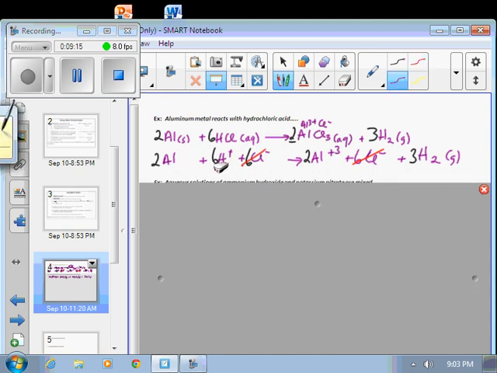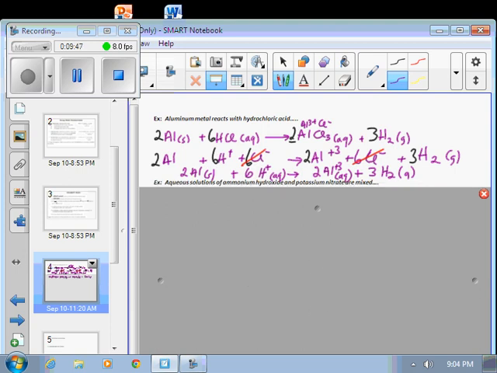And you guys can go ahead and rewrite it. So 2 aluminum solid plus 6H plus yields 2 aluminum plus 3 plus 3H2. Okay, and I'm going to go back and put these aqueous in there. You should check. Is it still balanced overall? 6 H's, 6 H's, 2 aluminums, 2 aluminums. We are good to go. Okay? You guys getting the hang of this?